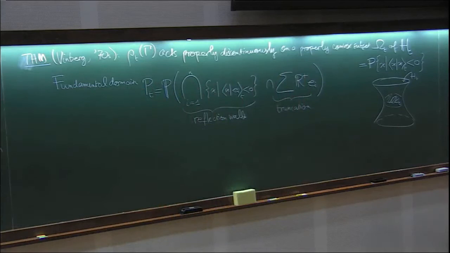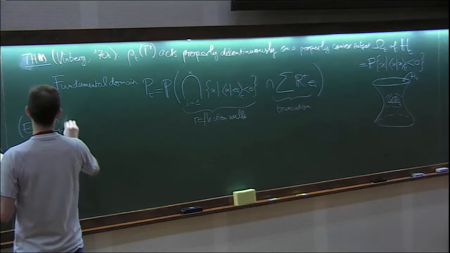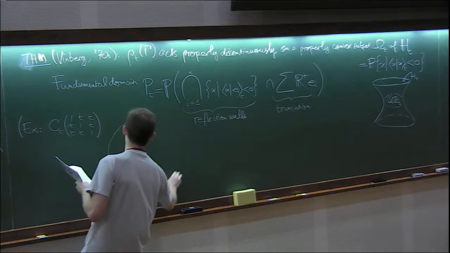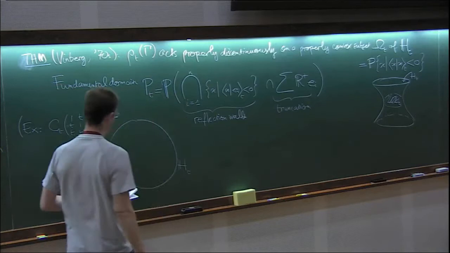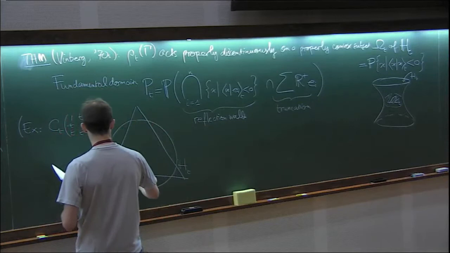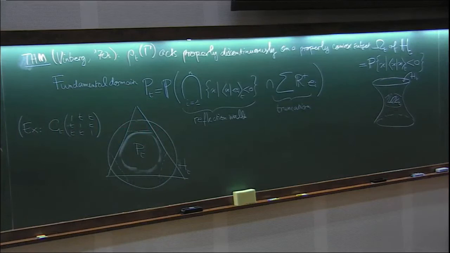And in our running example, the picture to have in mind again is that if C_t is a 3x3 matrix with t's everywhere off diagonal, then you had H_t, just a copy of the hyperbolic plane. You had the reflection walls and the truncation walls, or the truncation hyperplanes somewhere here. So P_t is that compact region here.